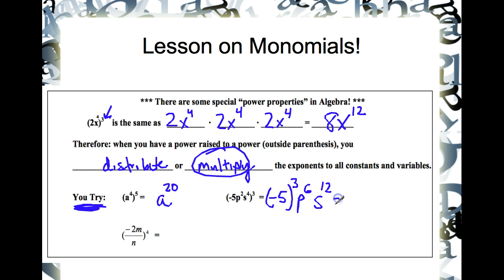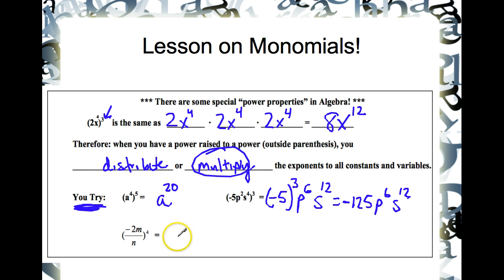Now, we're not quite done because I don't like the looks of this. It's not simplified. Negative 5 to the third power means negative 5 times itself, which is negative 125. Now that's simplified, and we rewrite our p to the 6th, s to the 12th.